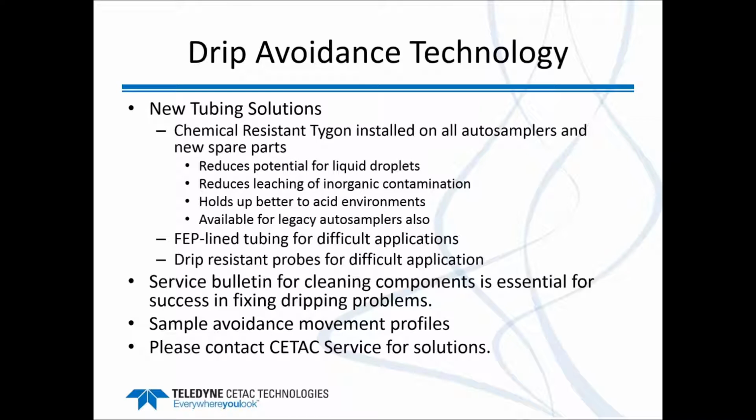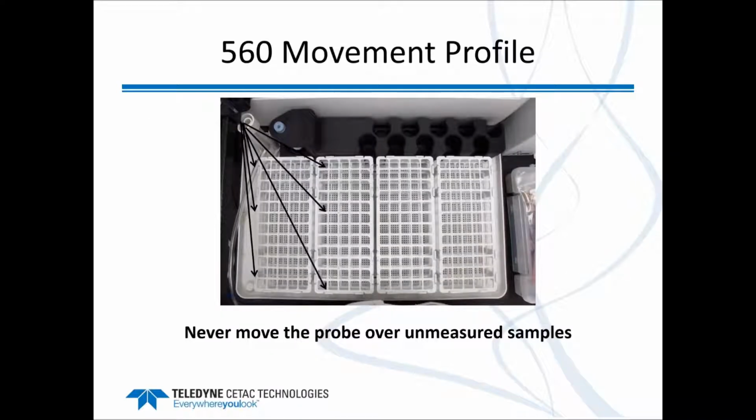So in addition to the hardware changes, we've also introduced firmware changes that cause the auto sampler to move in an intelligent motion around any of the samples and to avoid hovering over any sample that has not yet been analyzed, including the standard rack at the back of the auto sampler. So with the XYZ design of the CETAC auto samplers, it is possible to configure a sequence so that the samples are run in order rather than randomly or backwards across the auto sampler rack.